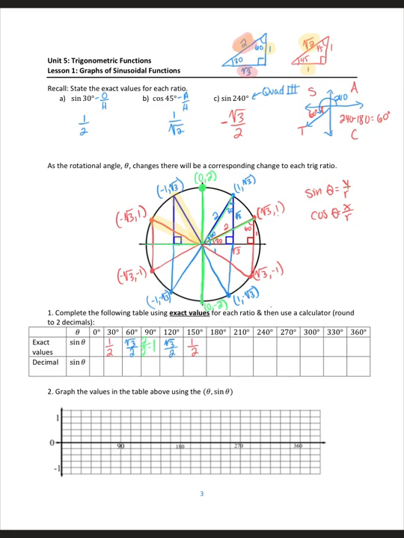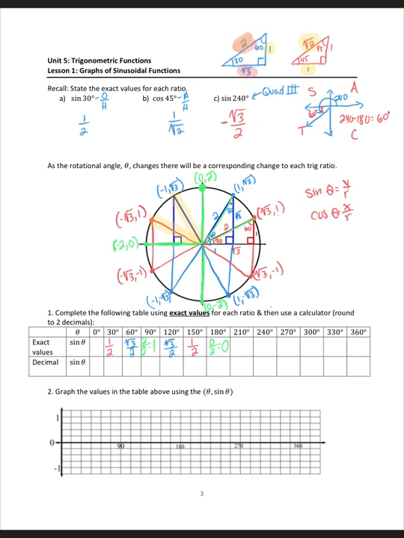So 180 degrees is right there along the x-axis. We have to think about what's the coordinate at the end of that line. So the coordinate is going to be the same as my radius, which is 2. In this case, it's a -2, and our y value is 0. So when we're trying to find the sine of 180, it's going to be my y value, which is 0, over my radius, which is 2, or 0.